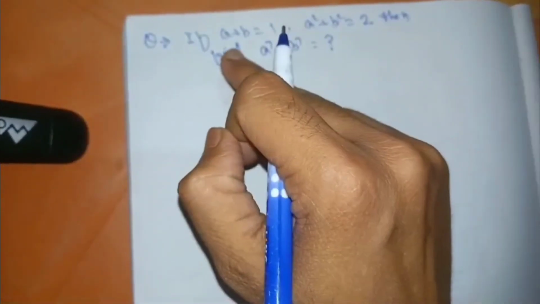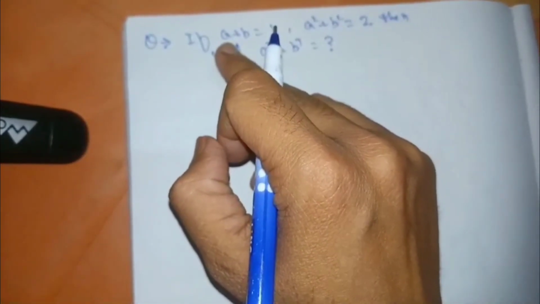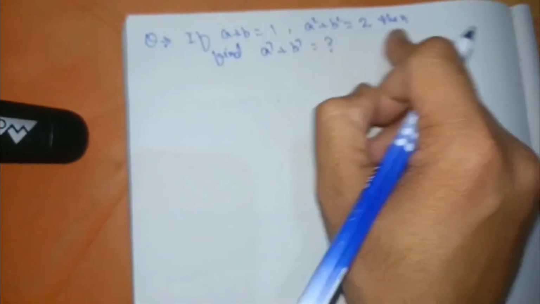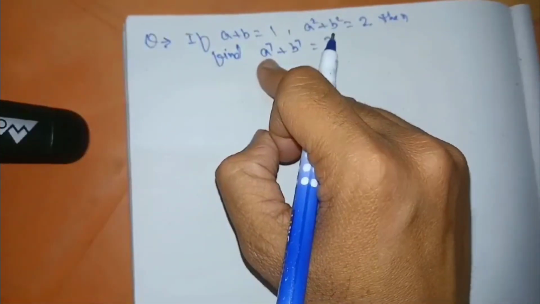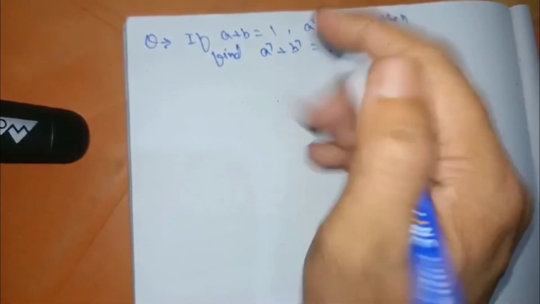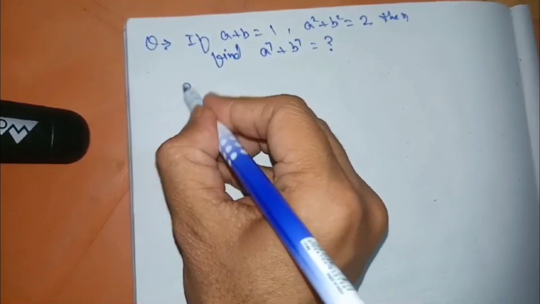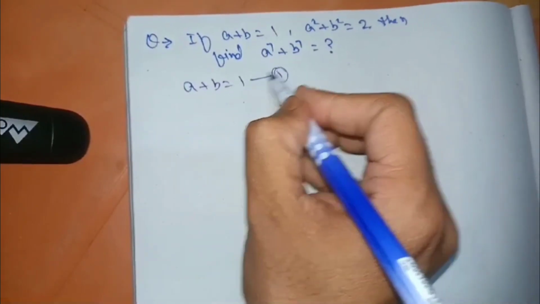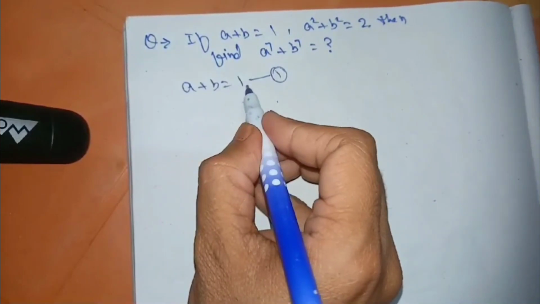Solve a very important Olympiad question, which is: given that a plus b equals 1 and a square plus b square equals 2, we have to find a to the power 7 plus b to the power 7. To solve this question, we assume a plus b equal to 1 as equation number 1, and now we are going to square both sides of equation 1.